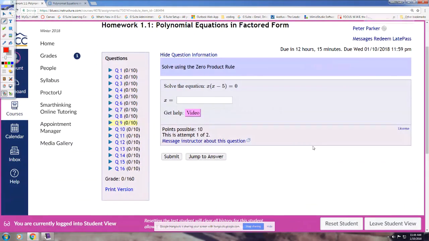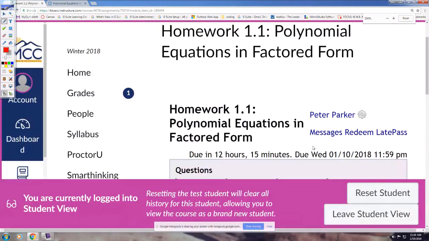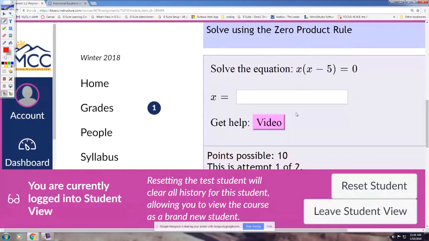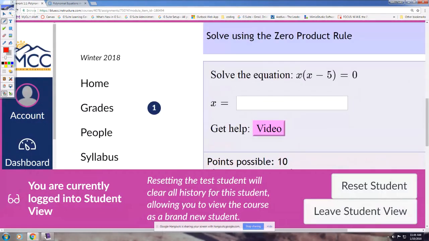So question number 9 is similar to the one I was just working on. So this one says, let's blow it up. This looks more readable. That might be a little too big. That works. So solve the equation x times x minus 5 equals 0. So screenshot that.